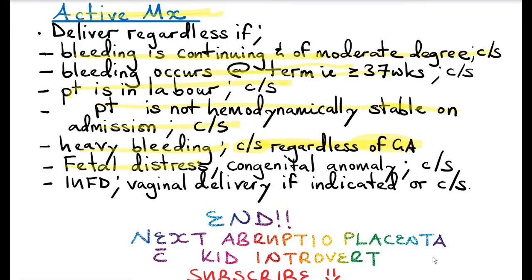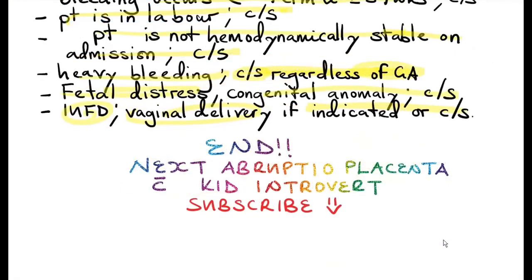Where there is fetal distress, do a cesarean section, and where you suspect congenital anomalies like neural tube defects, do a cesarean section. Where there is intrauterine fetal demise, you can do vaginal delivery if it's a minor placenta previa and if the placental edge is 2 to 3 centimeters away from the internal os. Otherwise, do a cesarean section. This is the end of our discussion on placenta previa.